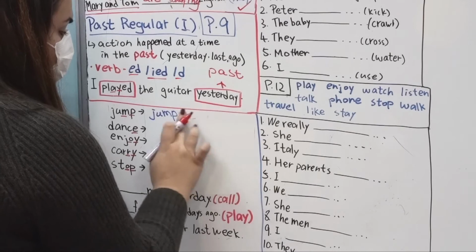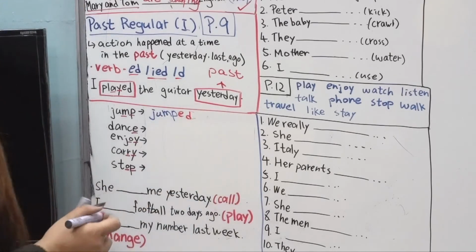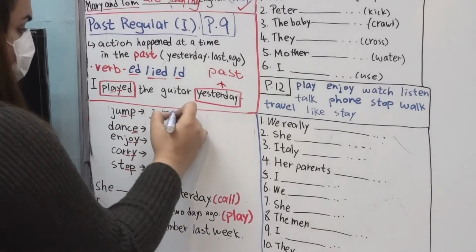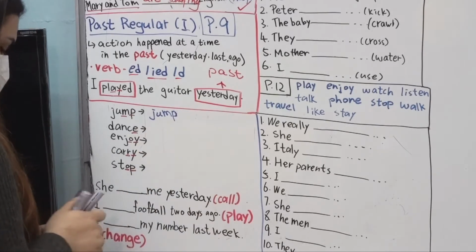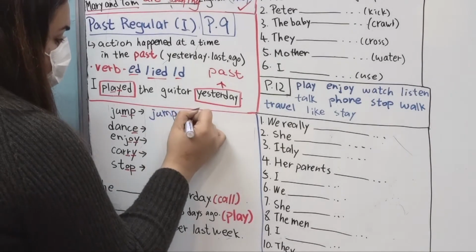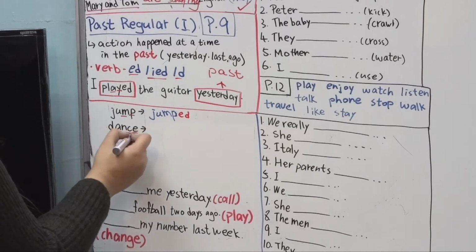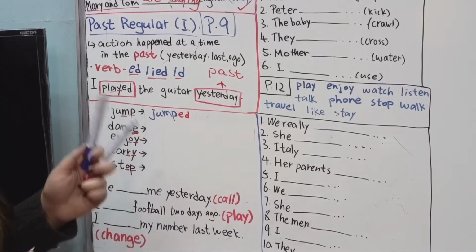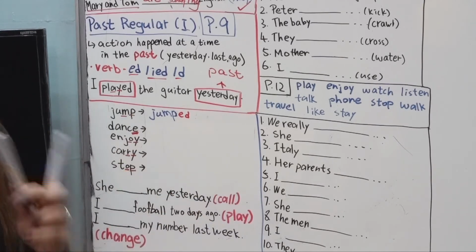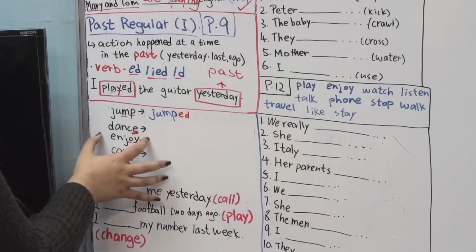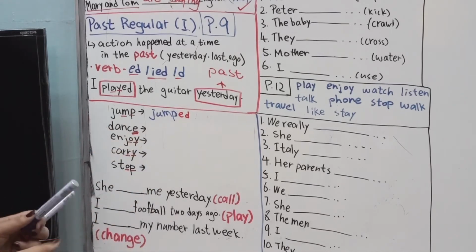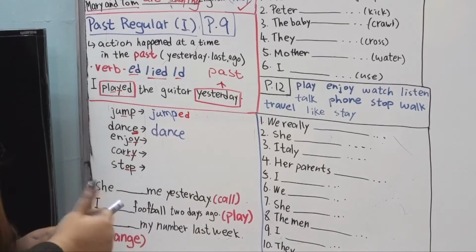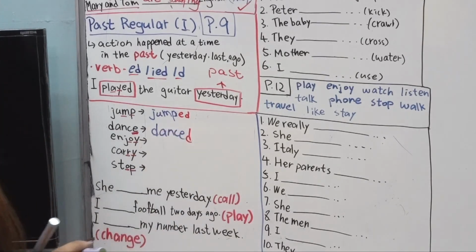All right, jumped. Let's have a look at number 2. Number 2 is the verb dance. As you can see, dance is spelled D-A-N-C-E, right? It ends with an E. So do we spell it as D-A-N-S-C-E-E-D? No, all right? We have to just add D. That will be enough for us. Okay, dance becomes danced, in past tense.